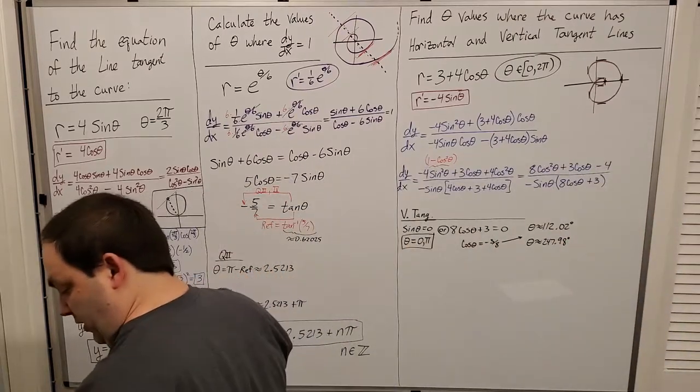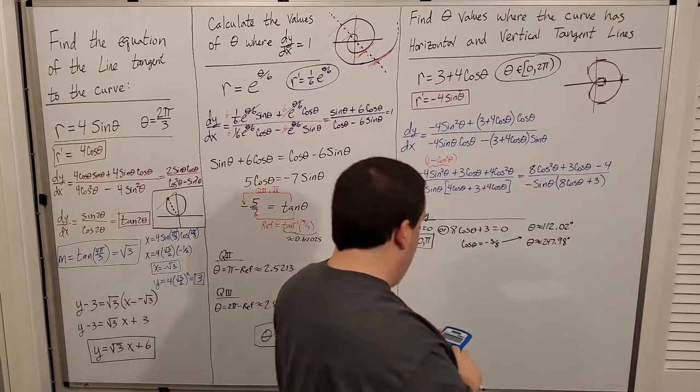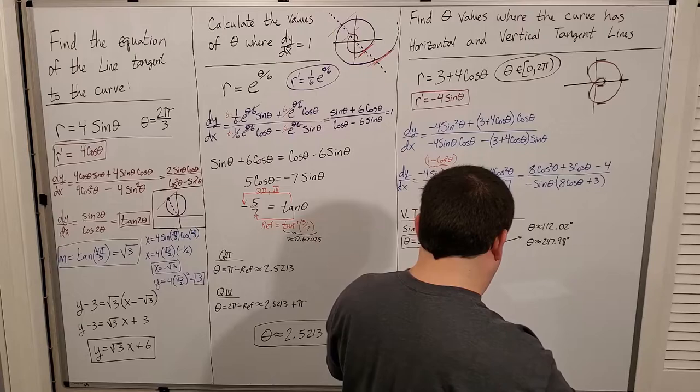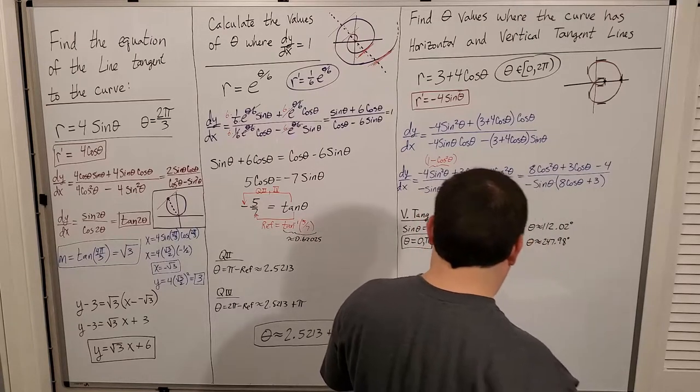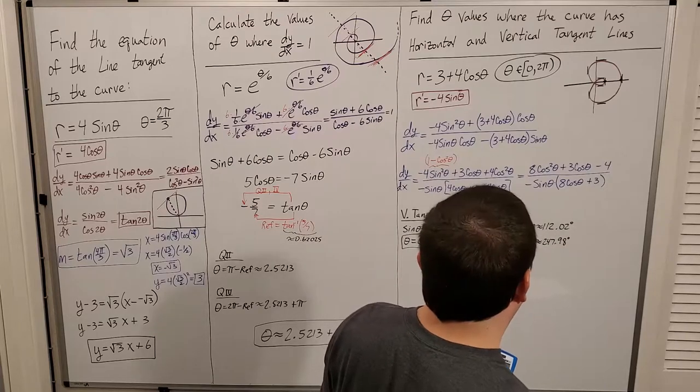And of course, what are those in radians? 112.02 times pi over 180. I got 1.955-ish.